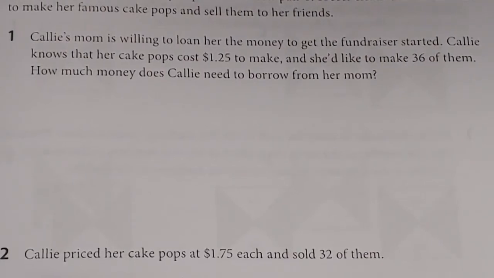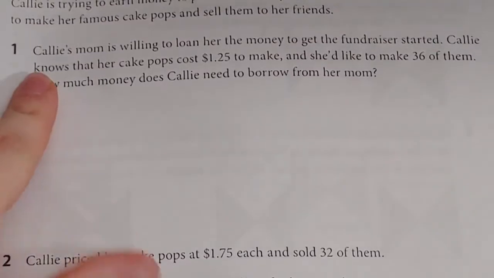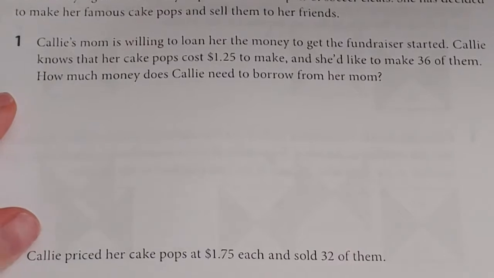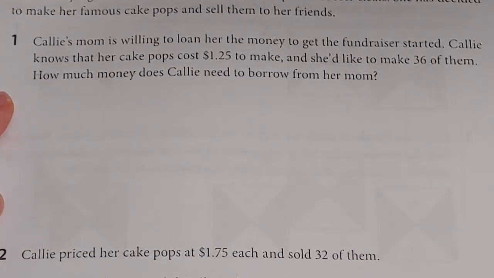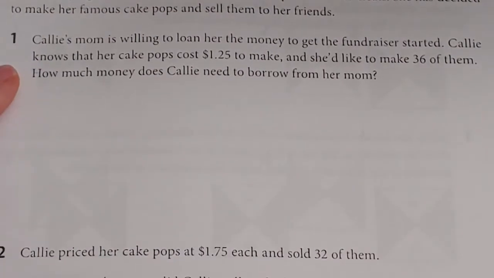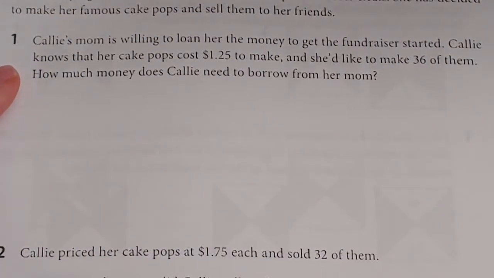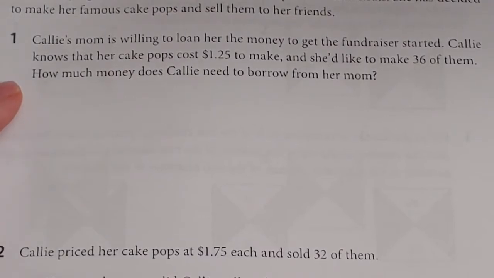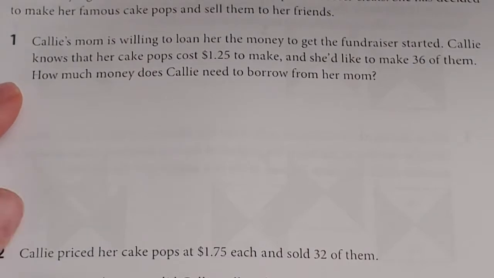Grab your Callie's Cake Pops from yesterday, that's page 116, and we're going to go through it together. So, we've got Callie. She's trying to make some money so she can buy herself some new soccer cleats. And she decided to make her famous cake pops and sell them to her friends. So Callie's mom is willing to loan her the money to get the fundraiser started. Callie knows that her cake pops cost $1.25 to make, and she'd like to make 36 of them. How much money does Callie need to borrow from her mom?